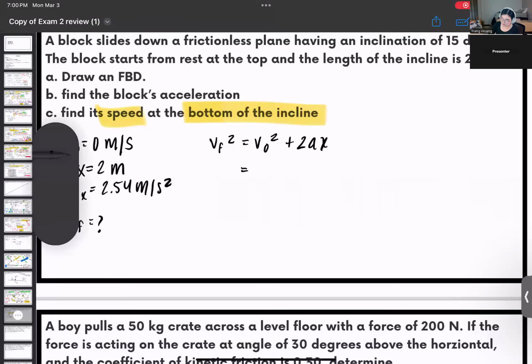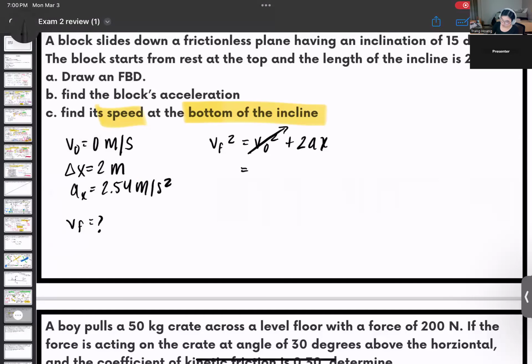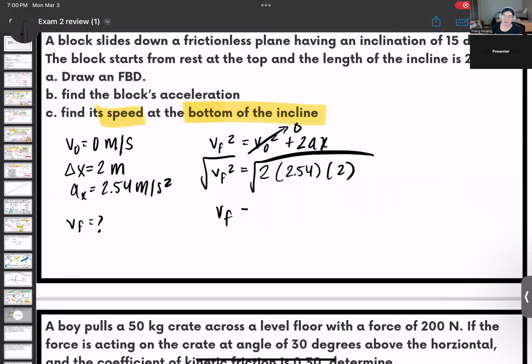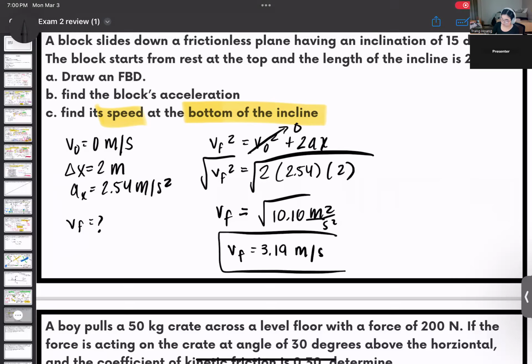This goes to 0 because it's 0 meters per second. You have 2 times 2.54 times 2 is equal to v final squared. How do we get there? Square root both sides. Get v final is equal to the square root of 10.16 meters squared over second squared. And v final is going to be equal to 3.19 meters per second. So we're pulling it all together.